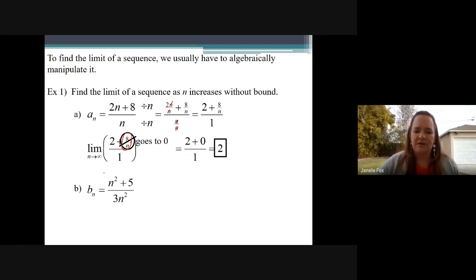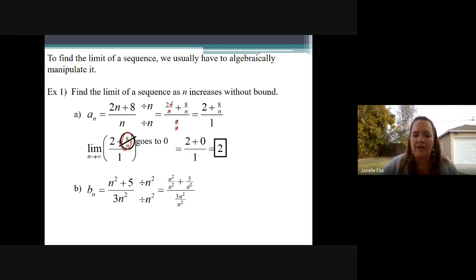Okay, let's try this one. So this one's a teeny bit different. Look at that, I have raised the n to a different power. So this says n squared plus 5 over 3n squared. So this time, I'm not going to multiply by n. I'm going to divide by n squared. Okay, so we are going to divide by n squared. So I'm going to take every term and divide by n squared. That gets me an n squared over an n squared plus a 5 over an n squared.